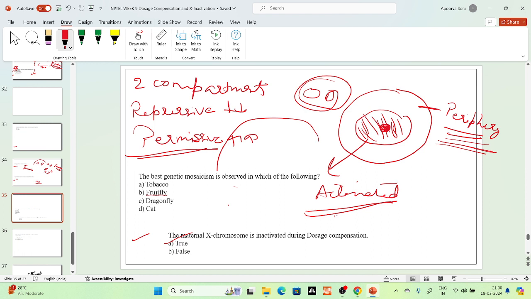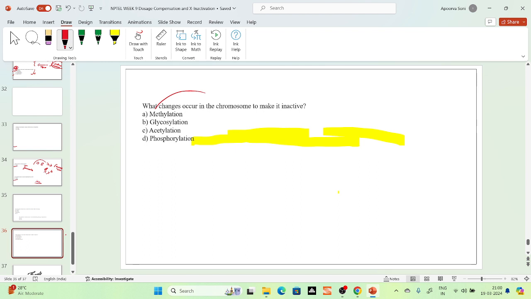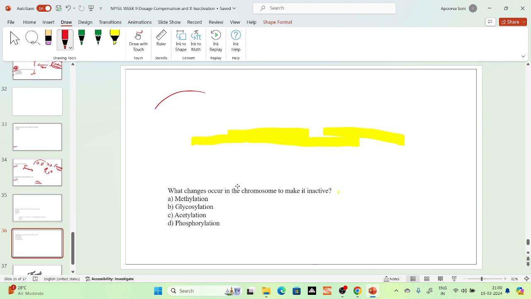So the best genetic mosaic model is observed in cats, and we call it a calico cat. C for calico, C for cat, and it is observed specifically in females. Always remember, it is not observed in males. Now, next question is, what changes occur in the chromosome to make it inactive? We have already studied this.